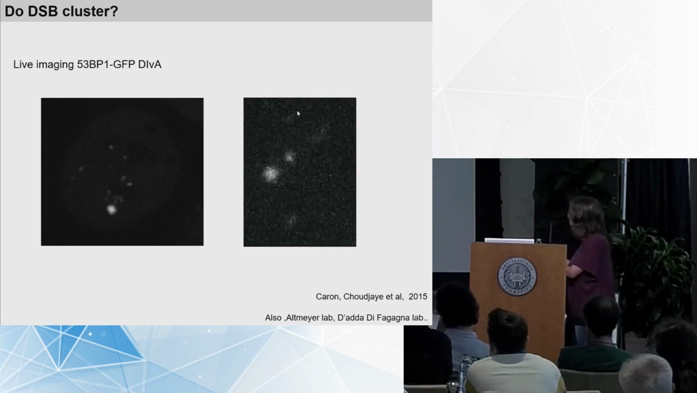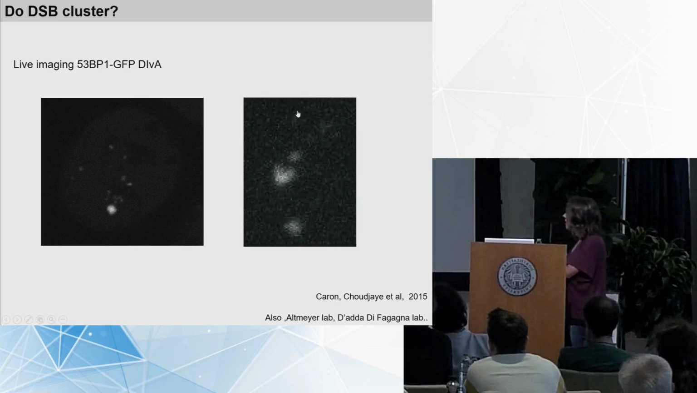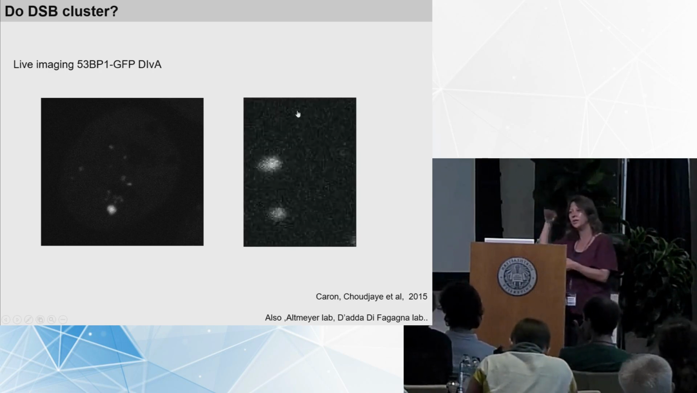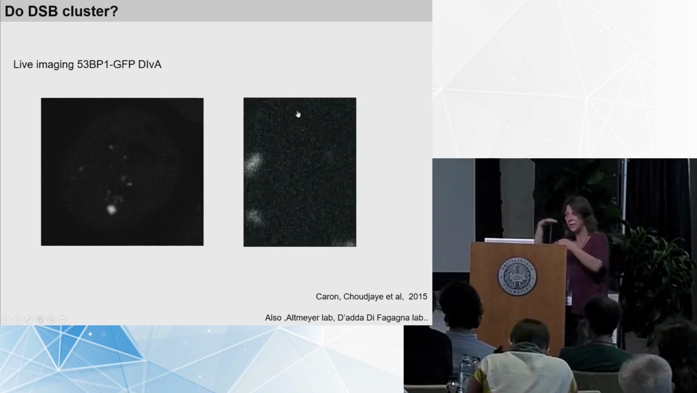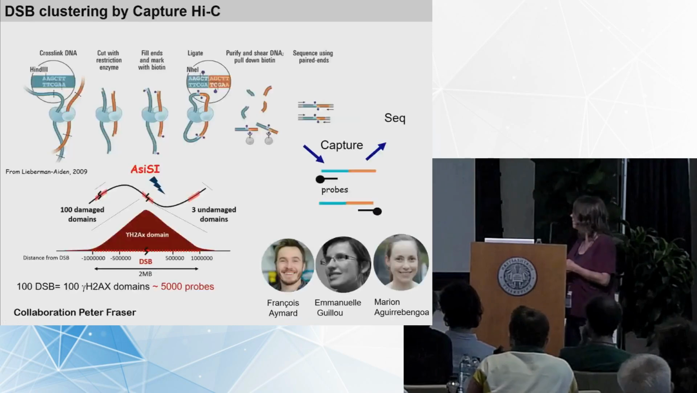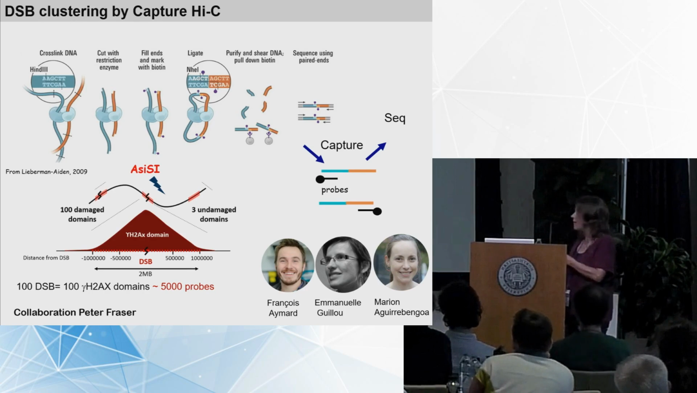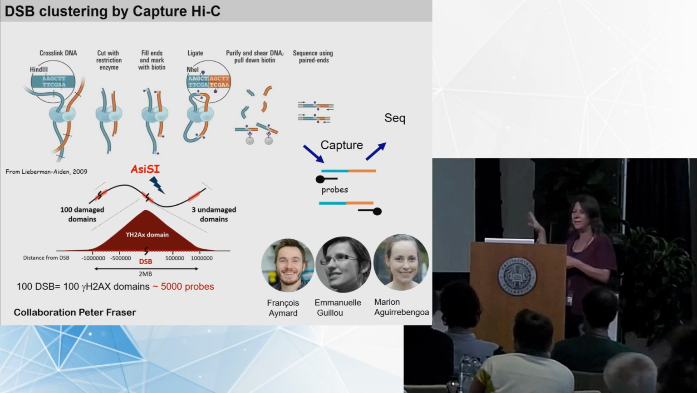What we could see quite often was that these two independent 53BP1 foci can actually merge together in the nucleus. And that was done using a spinning disc confocal microscope, so we know it's not two DSBs crossing each other. So we decided to use Capture Hi-C at that time, because it was less expensive, and we teamed up with the lab of Peter Fraser to perform Capture Hi-C using 5,000 probes that were designed on all the best gamma-H2AX domains induced in our system.